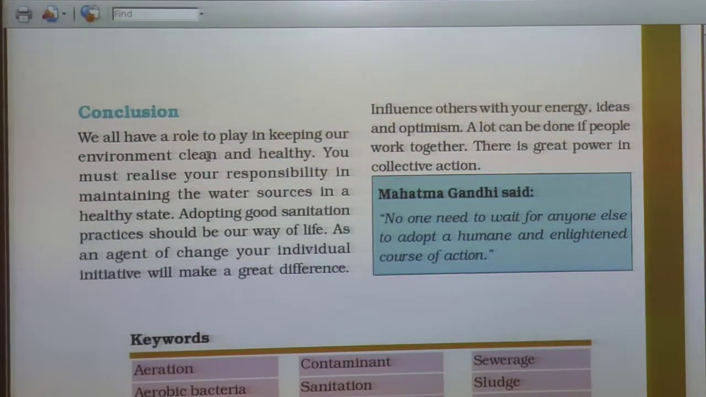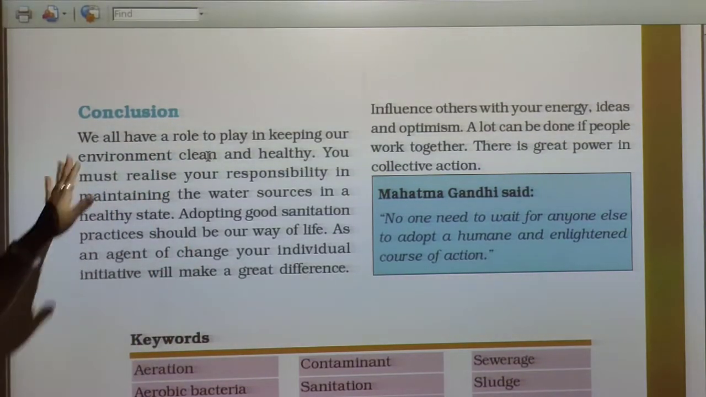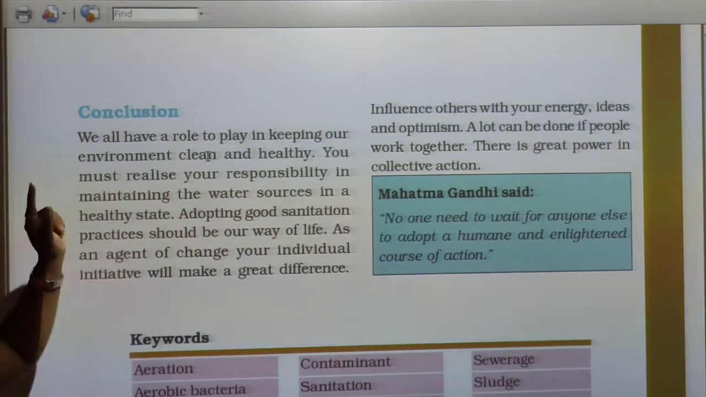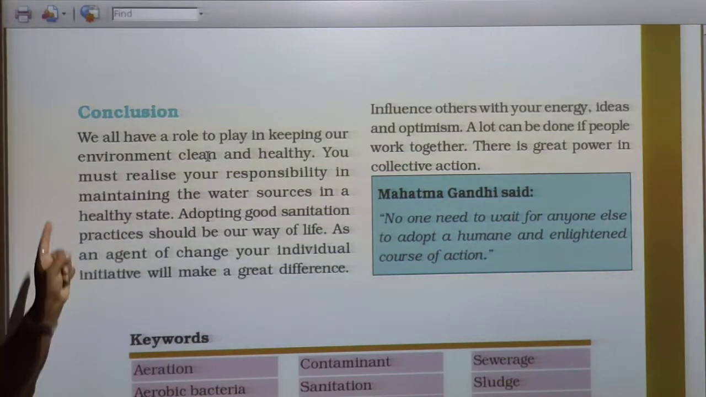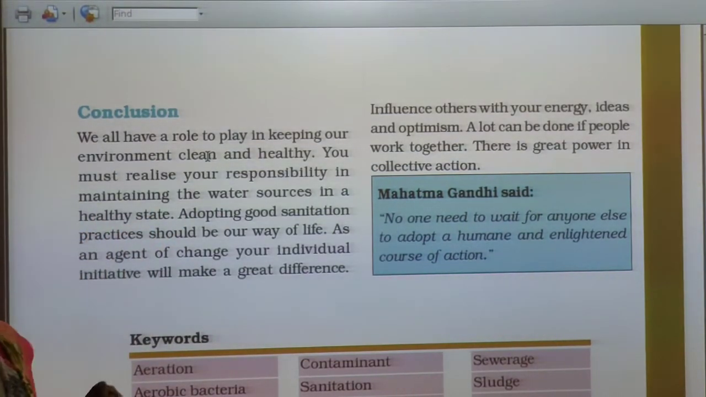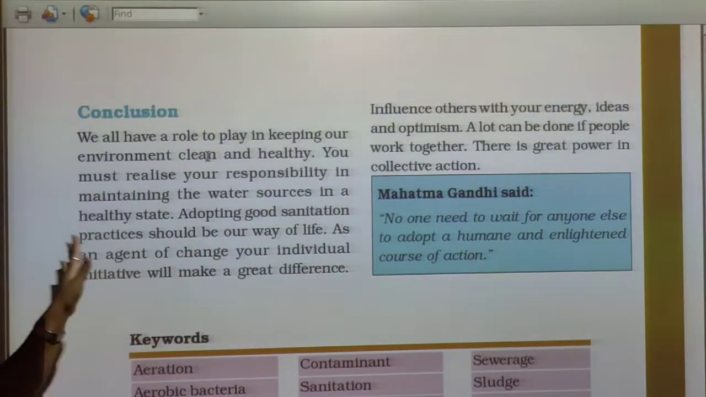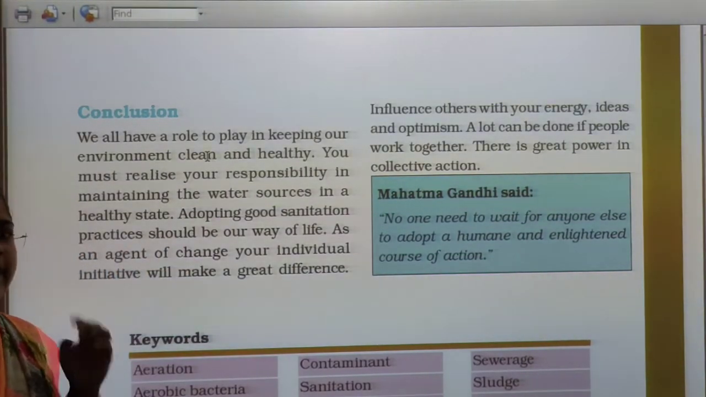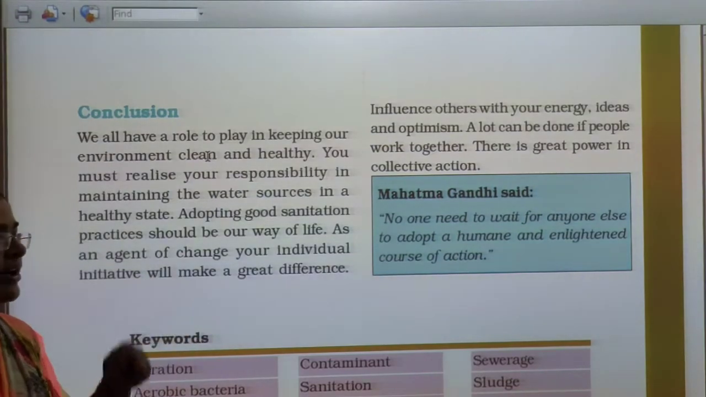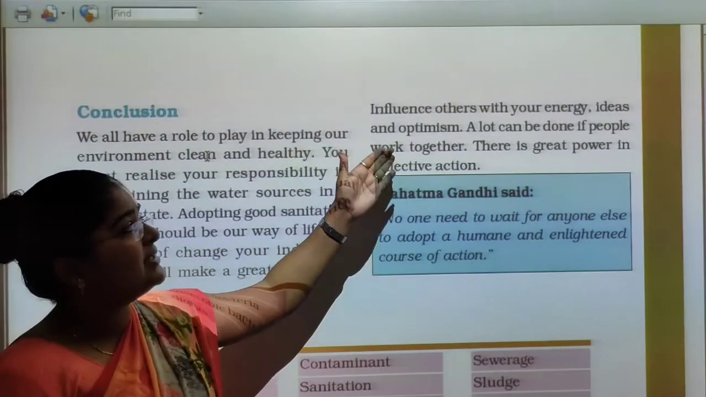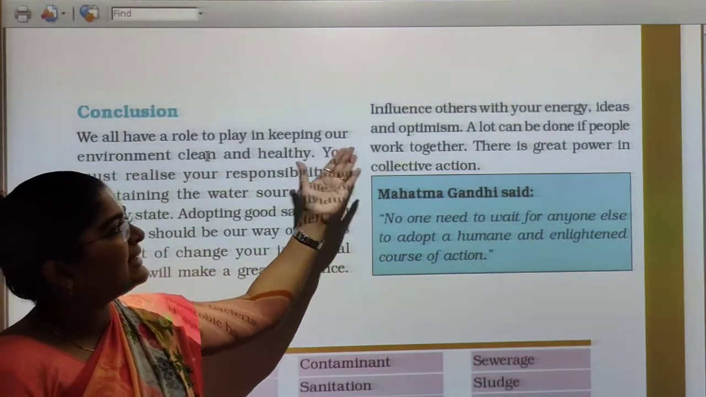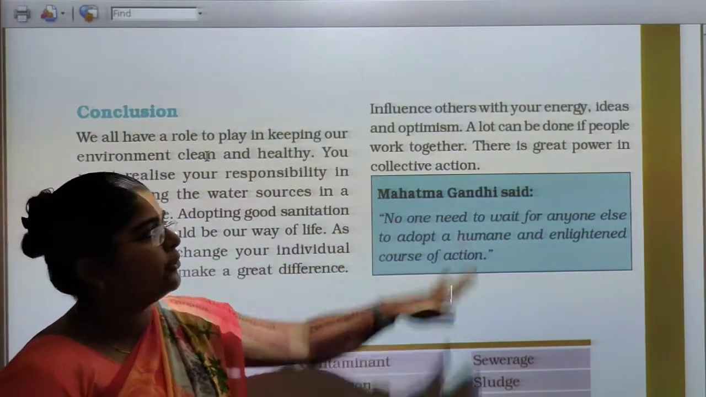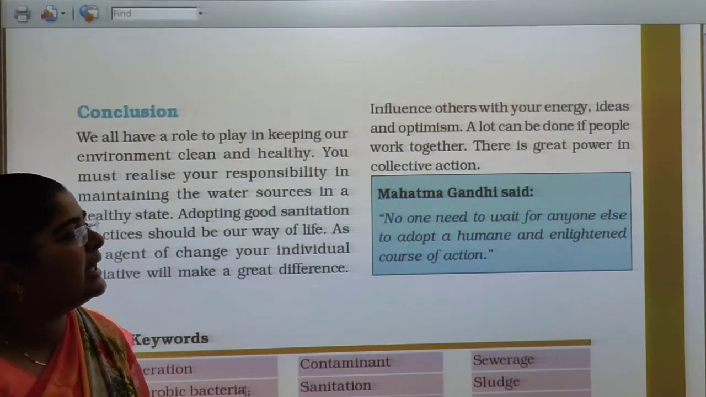Next and last topic, conclusion of the whole chapter. We all have a role to play in keeping our environment clean and healthy. So you must realize your responsibility in maintaining the water sources in a healthy state. Adopting good sanitation practices should be our way of life. As an agent of change, your individual initiative will make a great difference. So influence others with your energy, ideas and optimism. A lot can be done if people work together. There is great power in collective action.